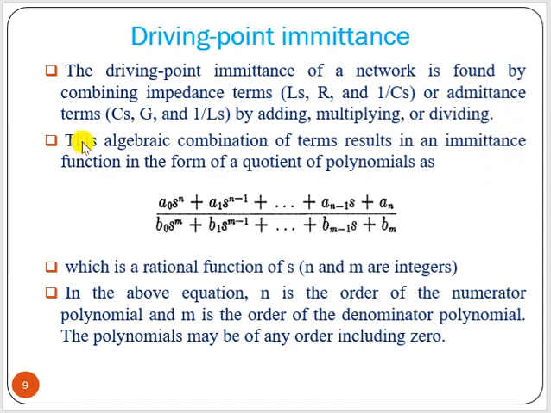For admittance parameters, resistor it will be G, inductor SL will be 1 by SL, and for capacitor, 1 by CS becomes CS, by adding, multiplying, or dividing.